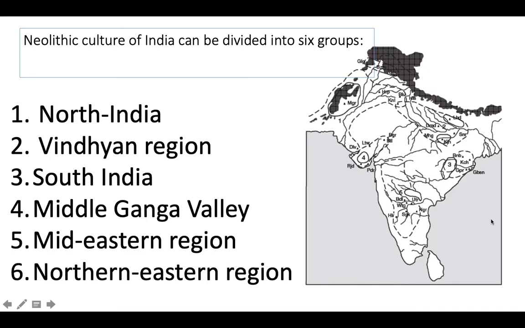In the case of India, there can be six zones, but different scholars have divided it into different areas. For example, North India, the Vindhyan region, Southern India, the Middle Ganga Valley, the Mid Eastern region, particularly the states of Odisha and Chhattisgarh, then the northeastern region, all the states of the northeast, for example Assam, Meghalaya, Mizoram, Tripura, Nagaland, Arunachal Pradesh.